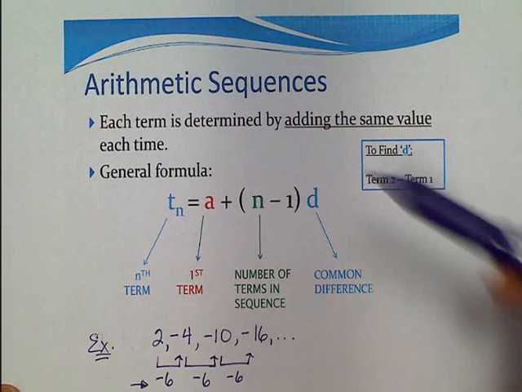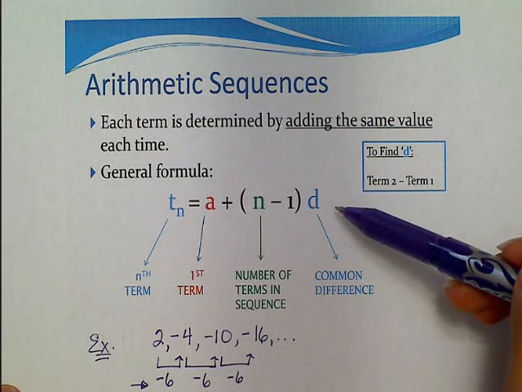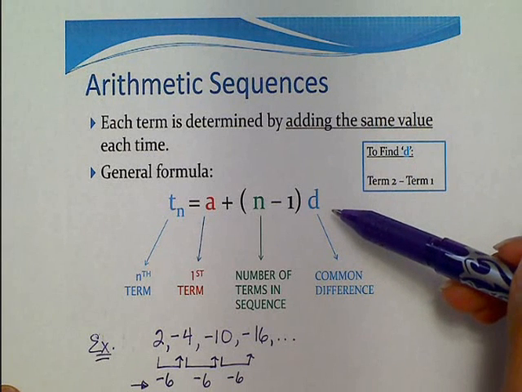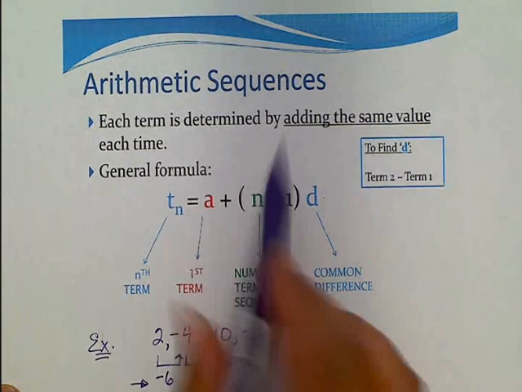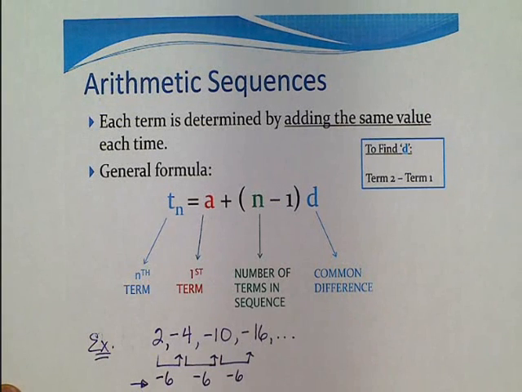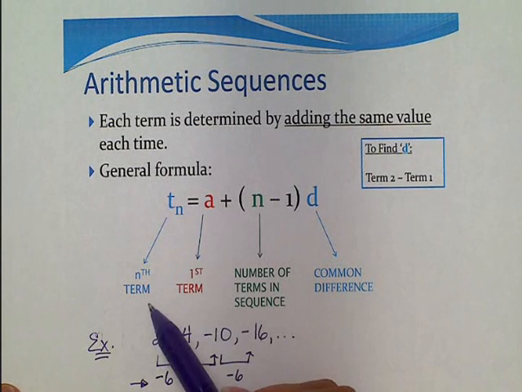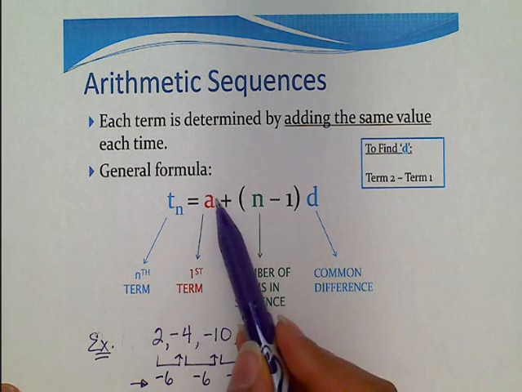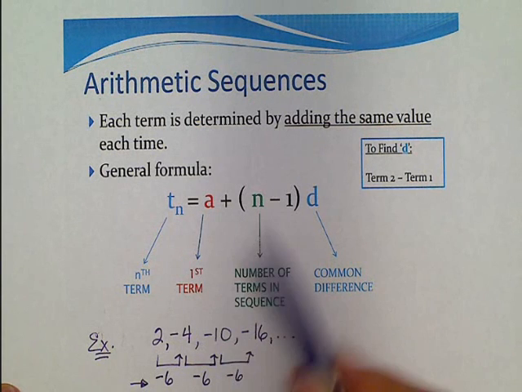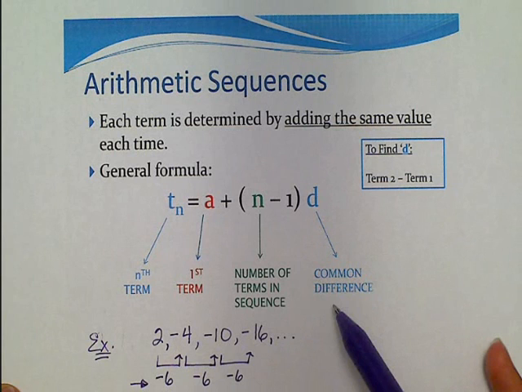The general term formula for an arithmetic sequence looks like T of n equals a plus (n minus 1) times d. And what this means is, if you know what this general formula looks like, then you should be able to find any term in the sequence. T of n represents the nth term. A represents the first term in the sequence. N represents the number of terms in the sequence. And d represents the common difference.